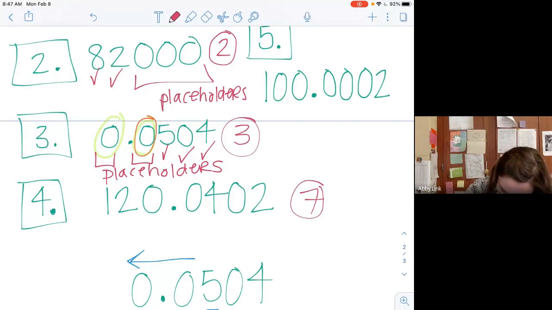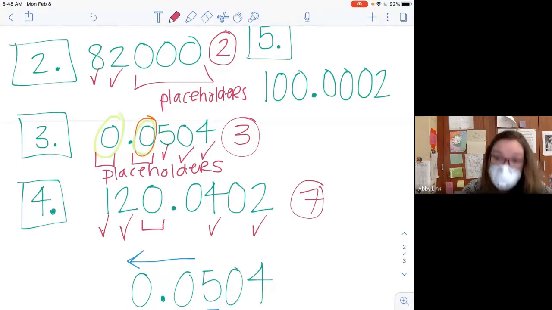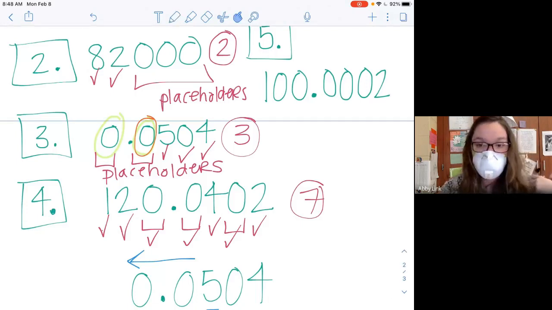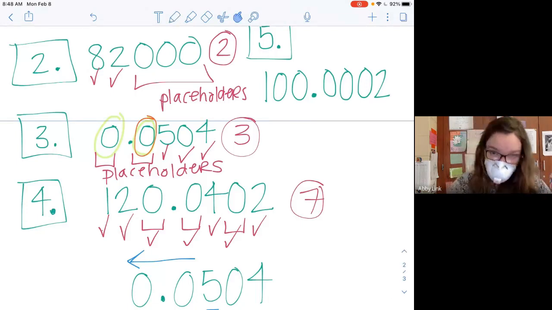So I'm going to check off definitely this number, this number, this number, and this number. Those are all significant. This 0, I'm going to say is sandwiched. This 0 is also sandwiched. And this 0 is also sandwiched. So they are all, in fact, significant. We come up with 7 sig figs there, friends.